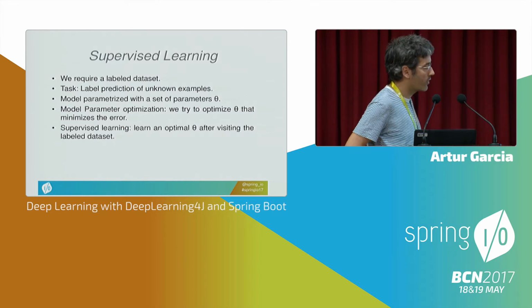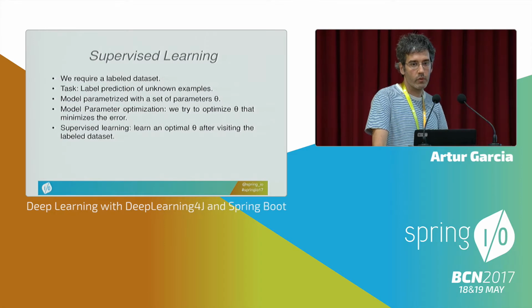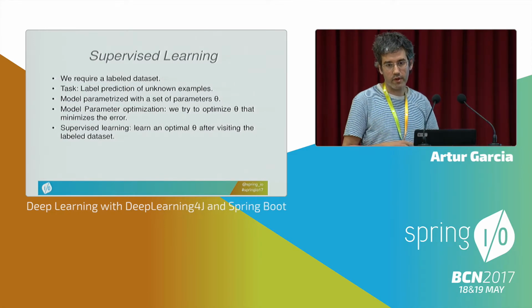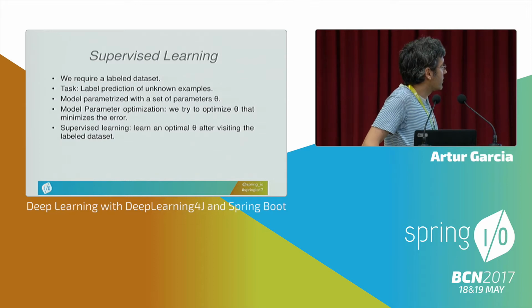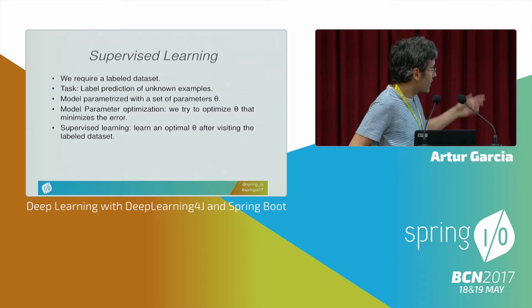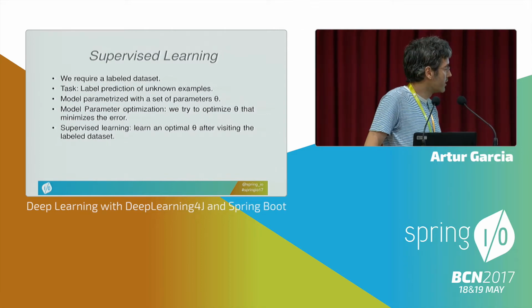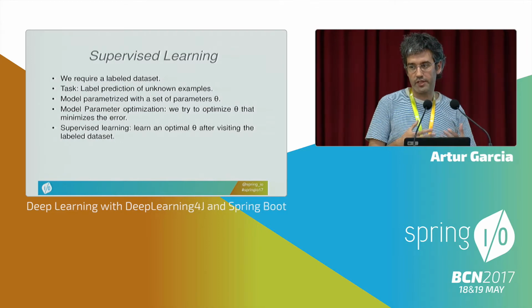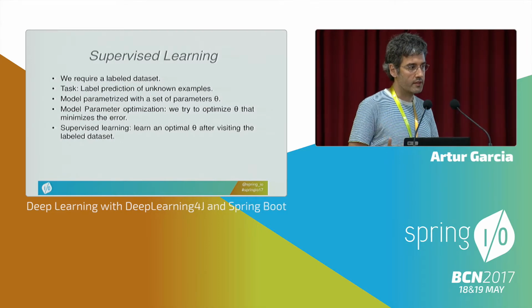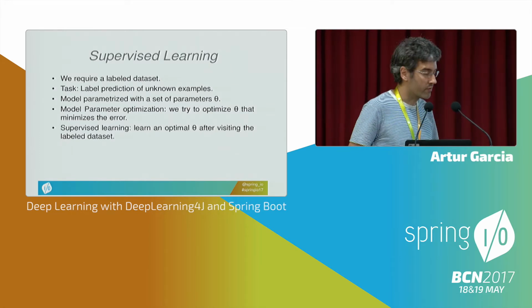As I said, we require a labeled data set, and by label I mean we need some examples of a correct solution of the problem we are facing. The task we are trying to solve is to predict this label for unknown instances of the data set. The key thing here is we try to generalize from our data set to any instance we may face, which is unknown at the time of training.